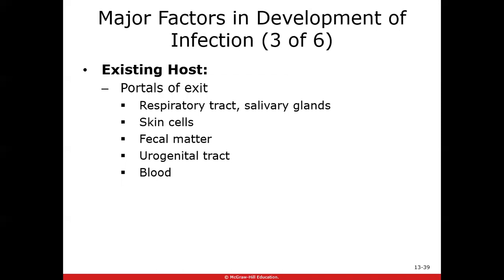It can be spread through fecal matter. Diarrhea can be full of microorganisms, and if that gets in someone else's mouth, they could actually spread the microorganism. The urogenital tract is where you have a lot of sexually transmitted diseases. It goes from one person to another, and the microorganism would be in the fluids or on the skin of one person and gets onto another. Then, of course, blood. It's in the bloodstream of one person and somehow gets transmitted to another person.